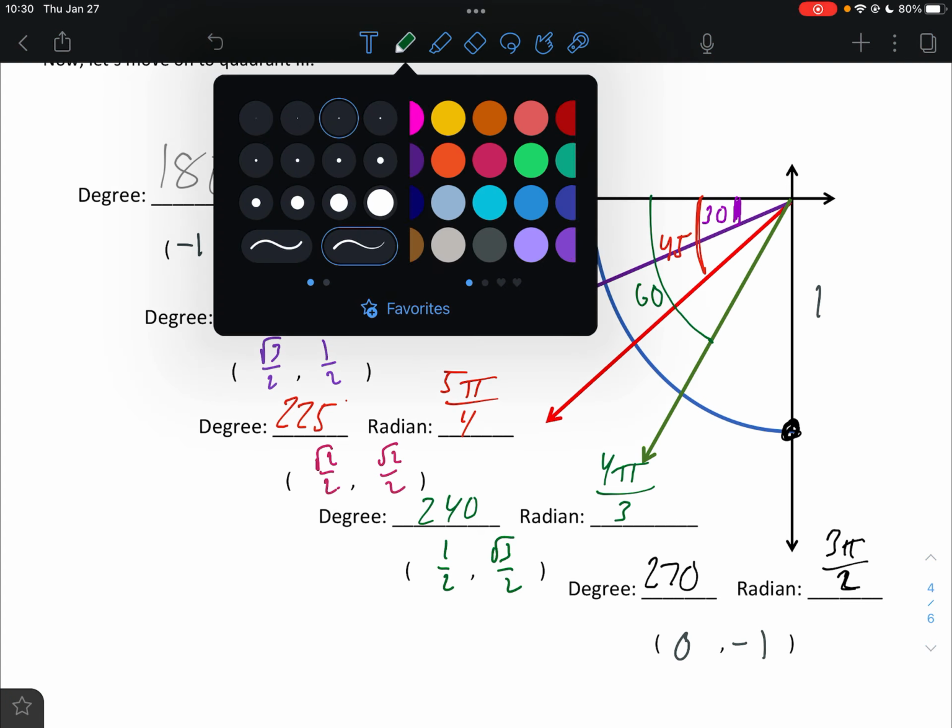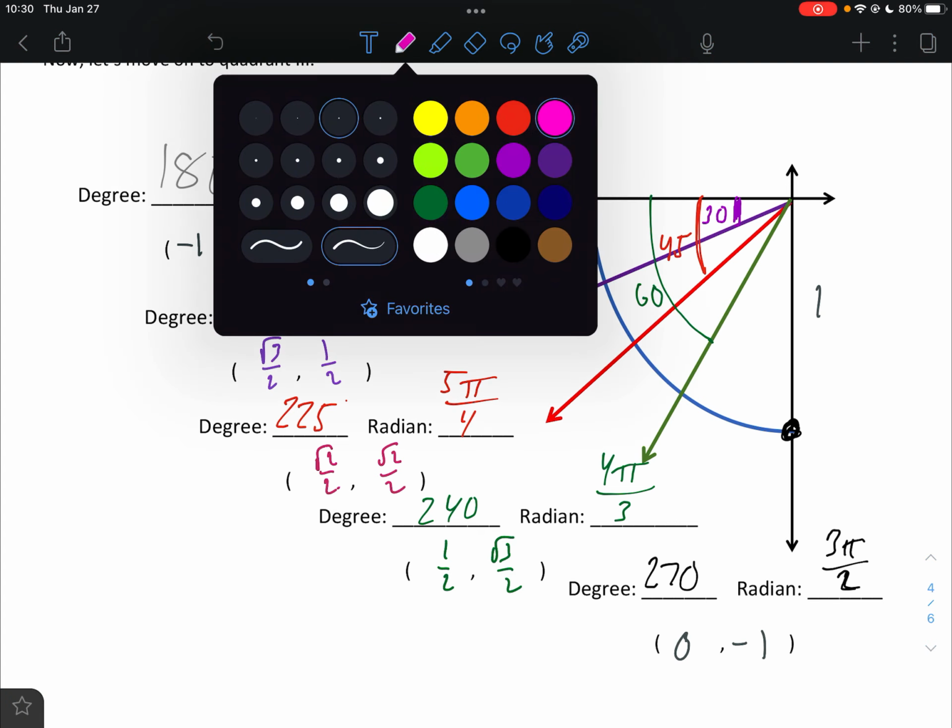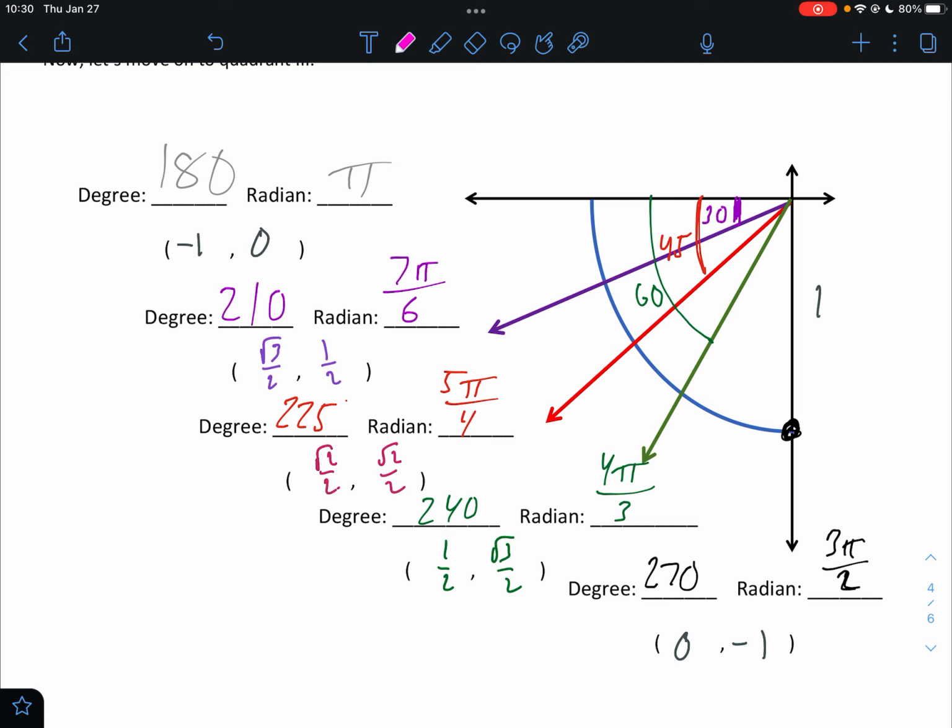But now we're in the third quadrant. So what coordinate is negative in the third quadrant? X and Y are negative. So both of these will get a negative sign in the third quadrant.